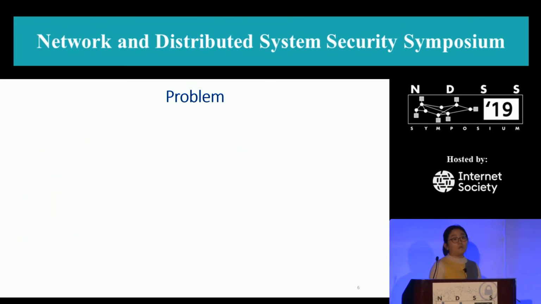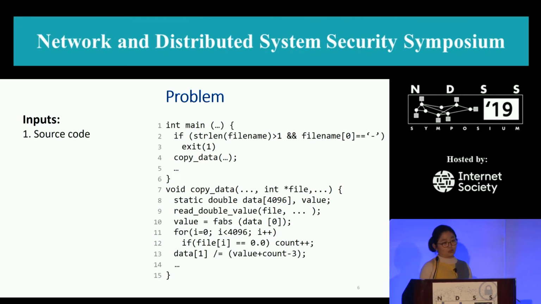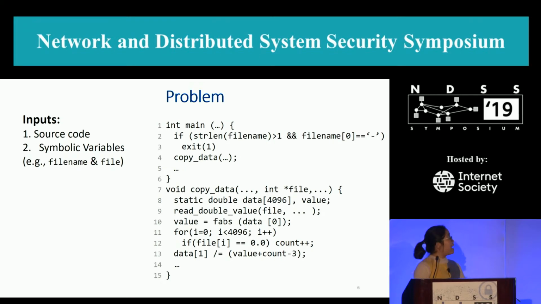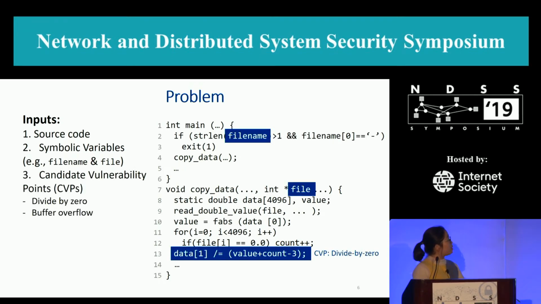So now, let's go back to the previous example that I just showed you. Given the source code of the program and the symbolic variables, such as the file name and the file in this example, which are specified by the users, and the candidate vulnerability points, which are generated by static analysis, the main goal of our work is to find validated exploits for the program.